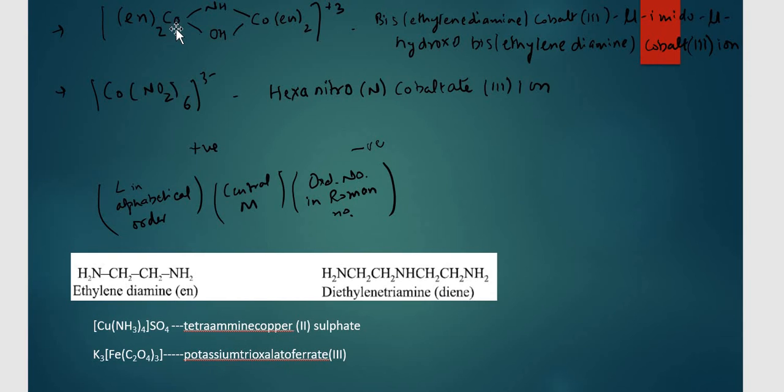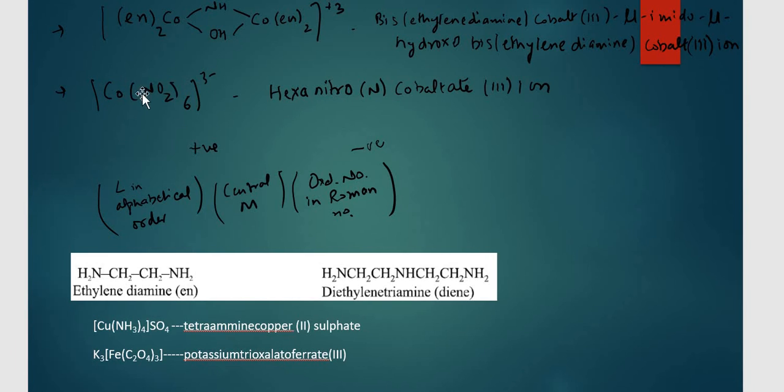Cobalt. Now here we'll write cobalt, the oxidation number of cobalt, that is 3. And then we'll write mu. Now this mu tells that it's a bridging ligand. So mu imido, mu hydroxo. Then again bis ethylene diamine, cobalt, and its oxidation number. Okay, don't worry, this is the most complex name that you will get. Otherwise, generally we get the simple ones only.